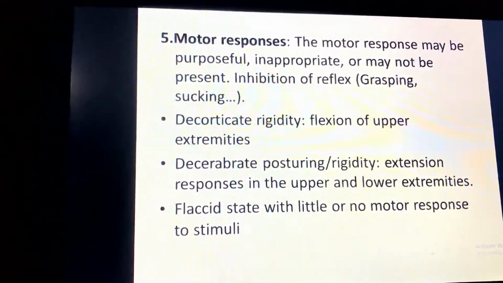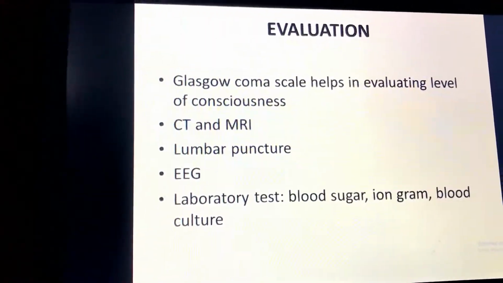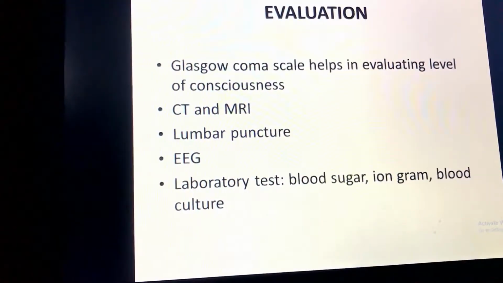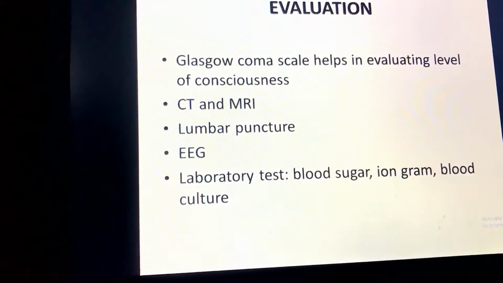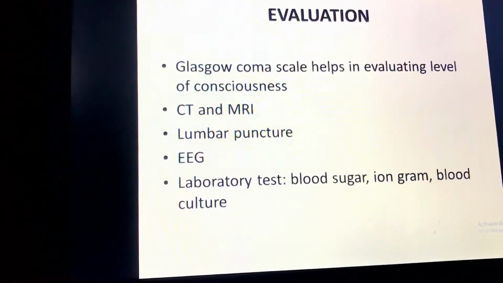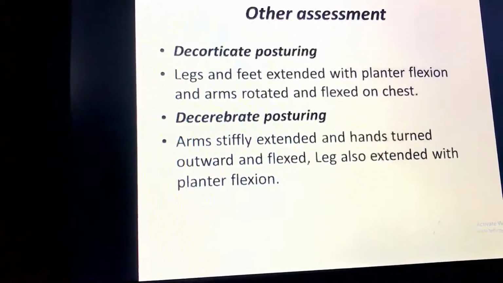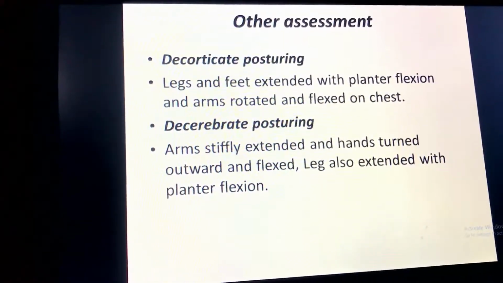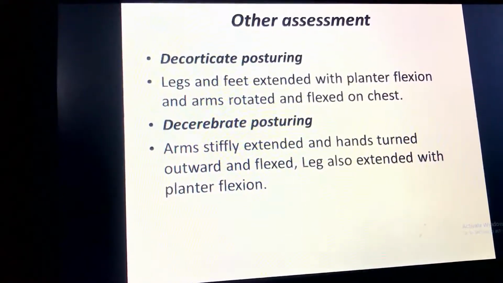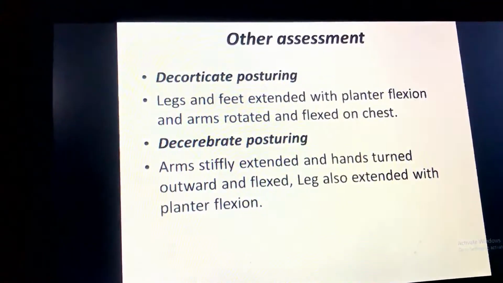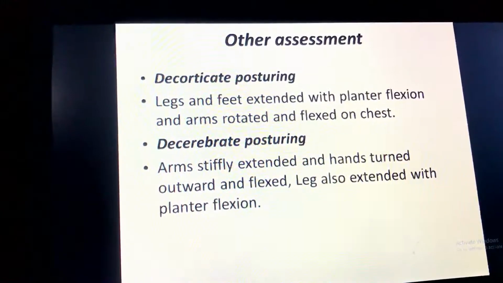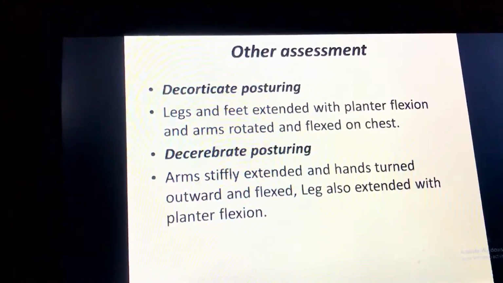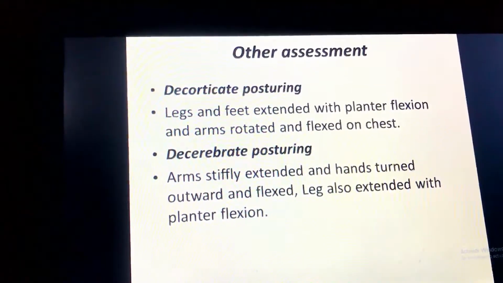But let's see how we evaluate the coma. The Glasgow Coma Scale will help in evaluating the level of consciousness. CT and MRI, lumbar puncture, and laboratory tests can also evaluate. For other assessment, there is decorticate posturing and decerebrate posturing. During decorticate posturing, legs and feet are extended with plantar flexion, and arms are rotated and flexed on the chest.